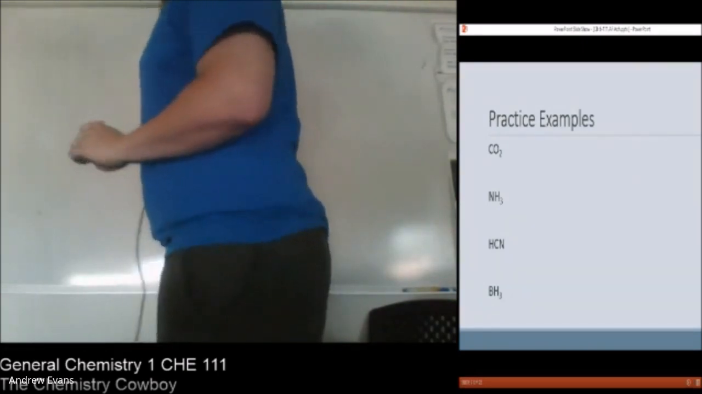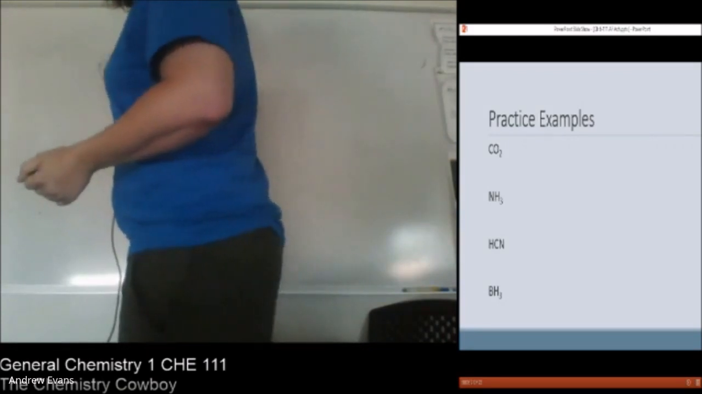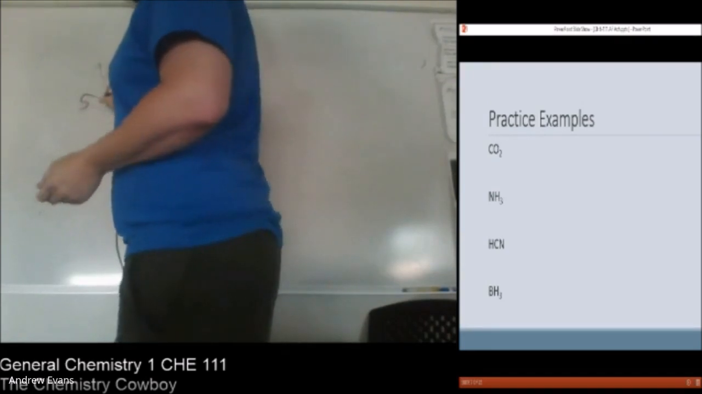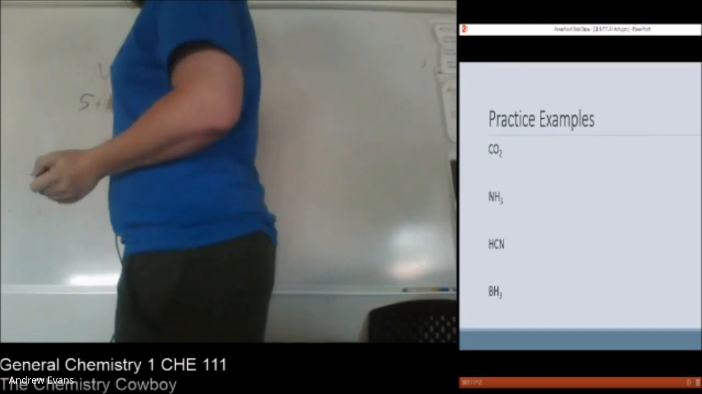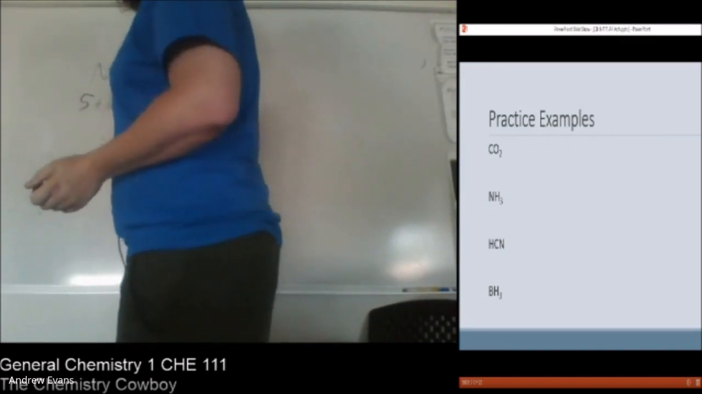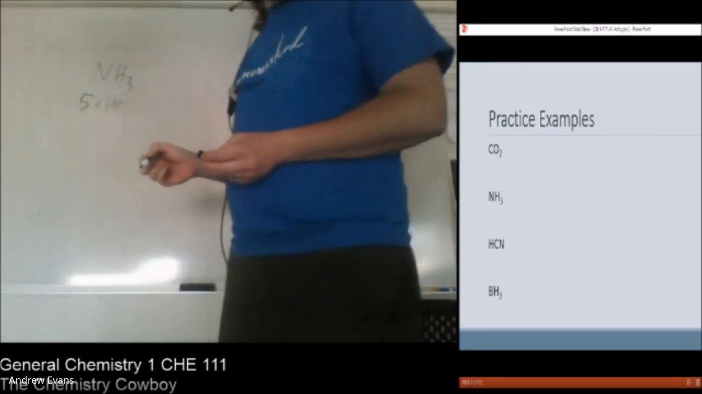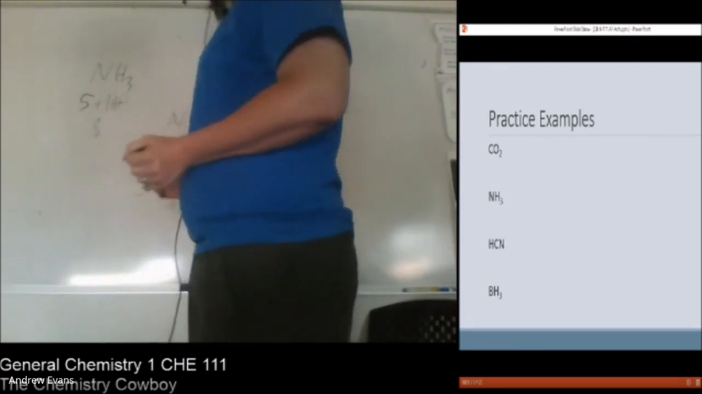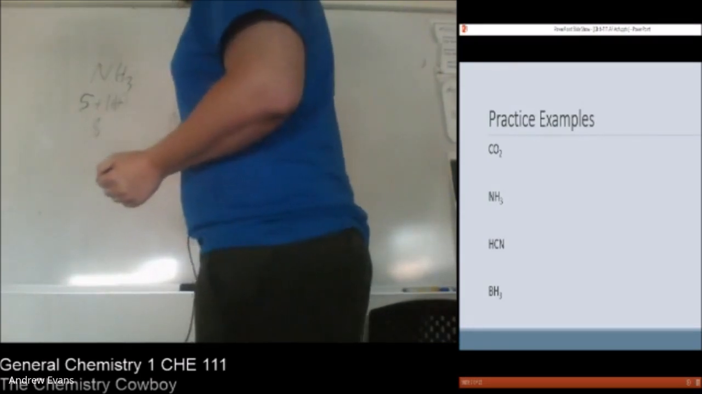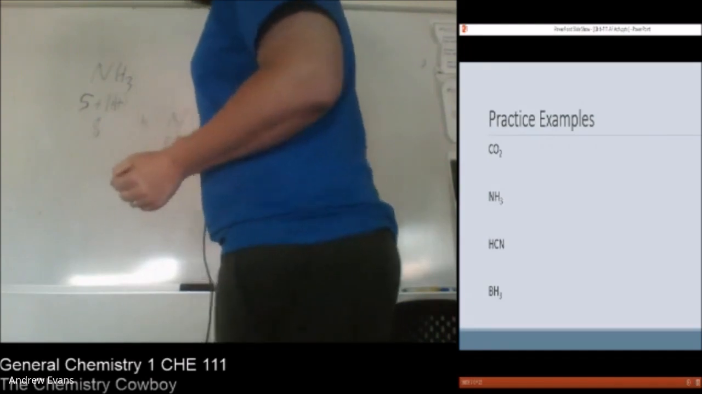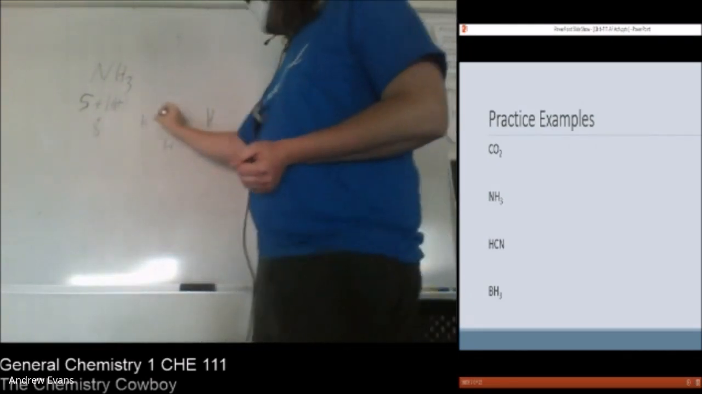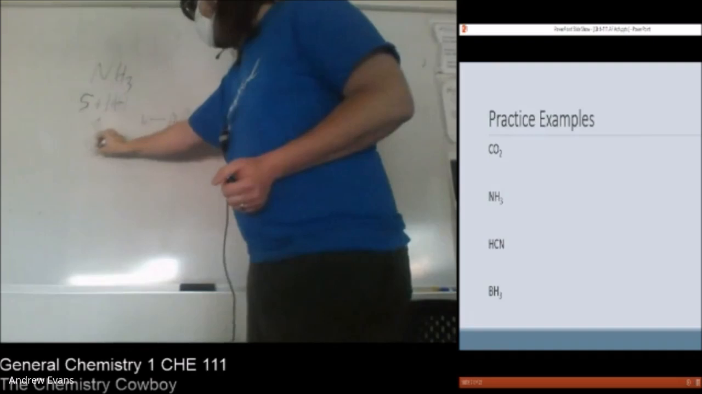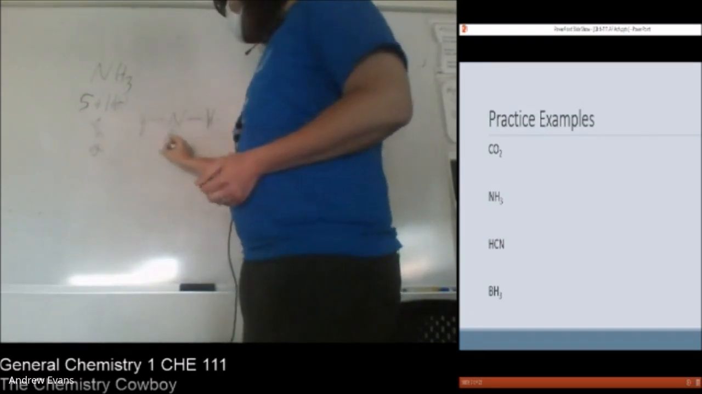So NH3. Let's work it out. N, group 15, or 5A, that's 5. And there's 3 hydrogens. 1, 2, 3. That puts it at 8 valence electrons. N comes first. It can make the most bonds. It's going to be in the center. That's step 2. Step 3, I use 6 electrons to make a single bond to everything.